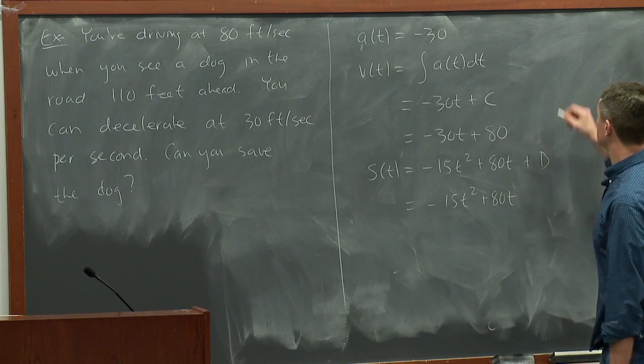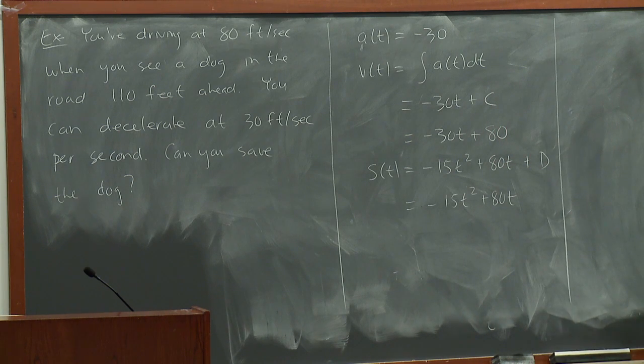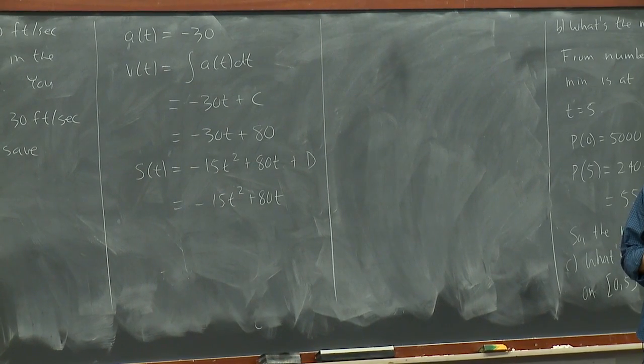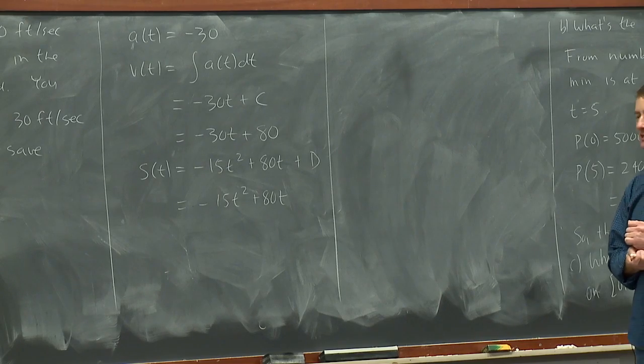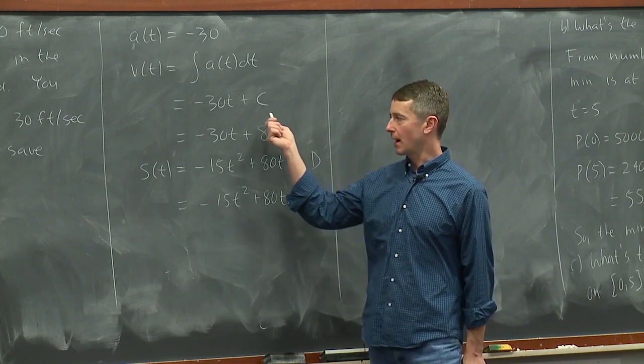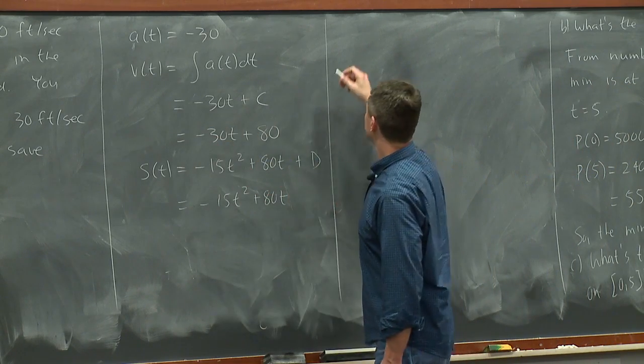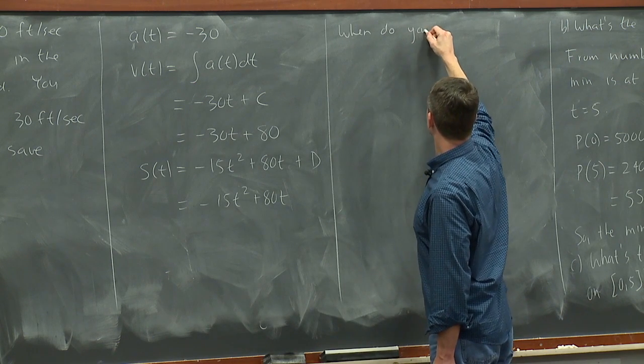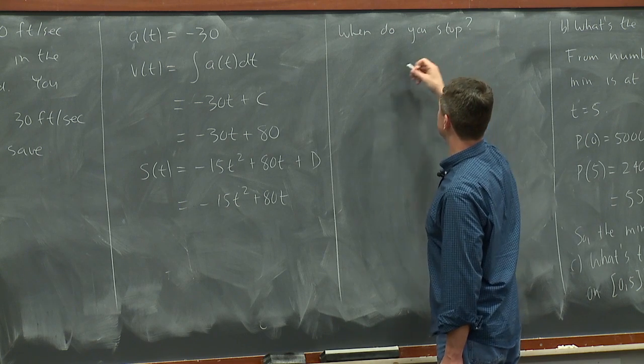It doesn't matter whether you include the d or not, you get the same answer every way, because the dog is going to be at position d plus 110. Even if you leave the d in there, it'll still work out. All right, what do we do? We figure out t from the velocity, because we're going to figure out when we stop. So how do we figure out when we stop? You stop when velocity is 0.